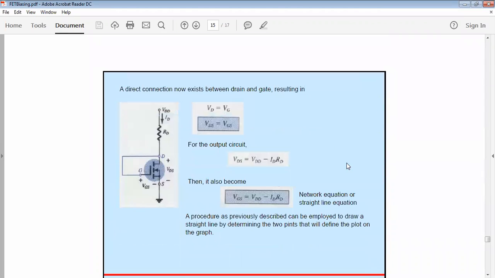Then here, how to find the input VGS voltage, output VDS, current, output voltage VDS and current. Now here the drain voltage is equal to the gate voltage, VDS is equal to VGS. Then VDS is simply found by applying KVL to this loop. What is VDS? VDS is equal to VDD minus ID into RD.